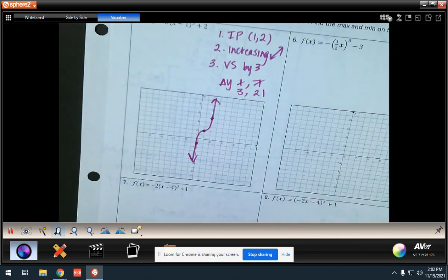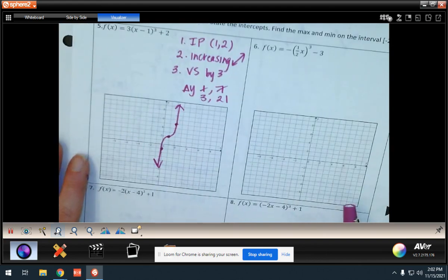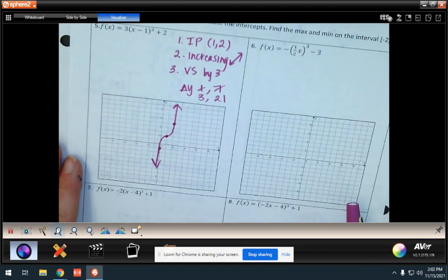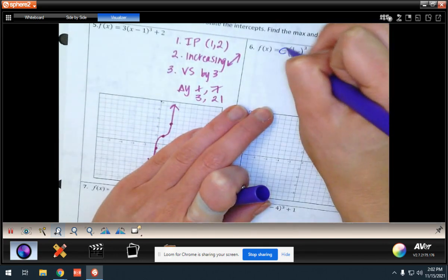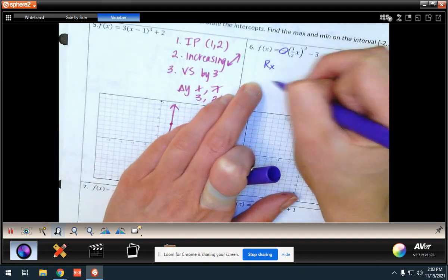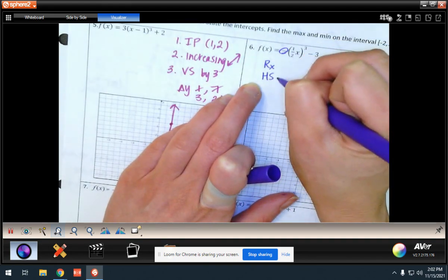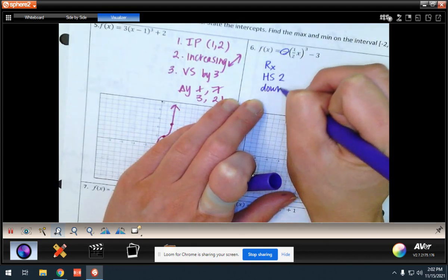And so those 3 points are the only ones that fit on our graph. Everyone okay with that? Okay, example 2, let's go ahead and list the transformations. We have an Rx, so we're decreasing. We have a horizontal stretch by 2, and then we have a down 3.